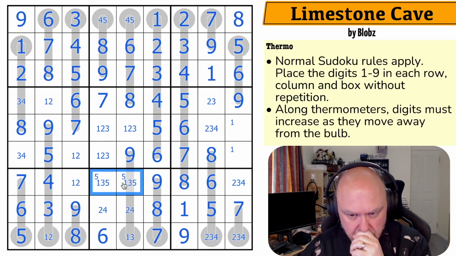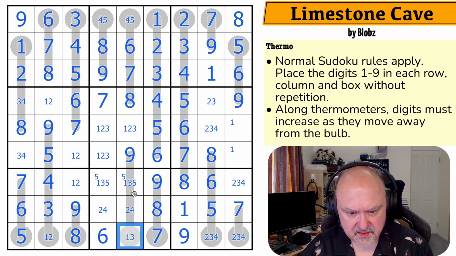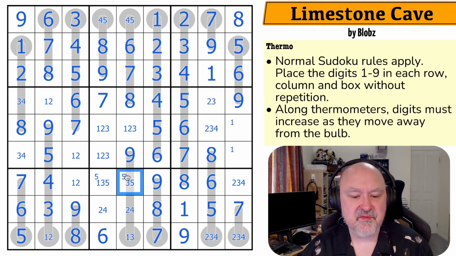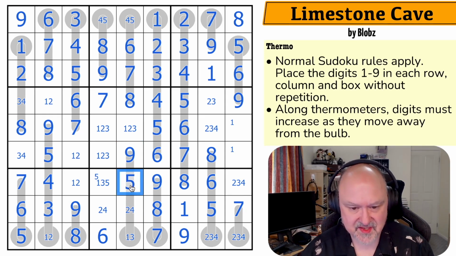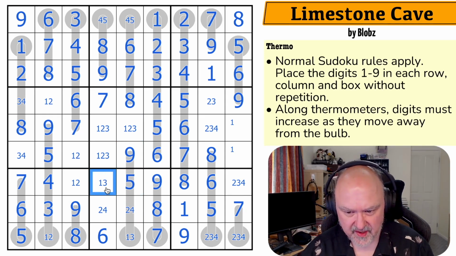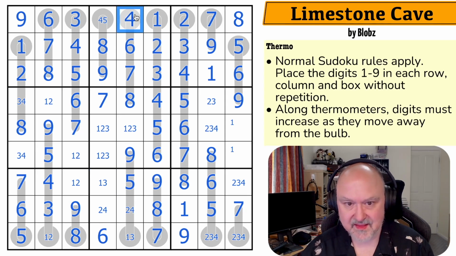Okay. So this can't be a 1 because it has to go up. This can't be a 3. If this was a 3, this thermo would be forced to go 3, 2, and 1, and I couldn't put anything into there. So this is the 5. This is not the 5. The 5 looks up, making that the 4, which makes that the 5. The 4 looks back down, making that the 2 and that the 4.